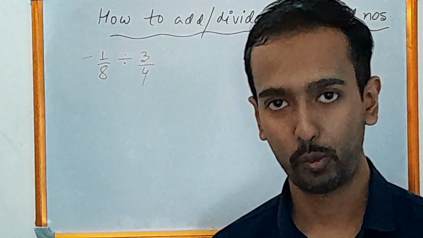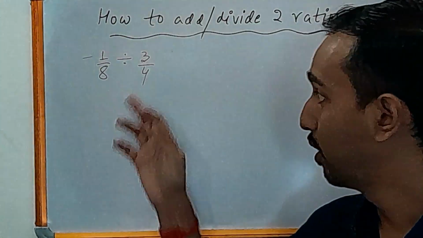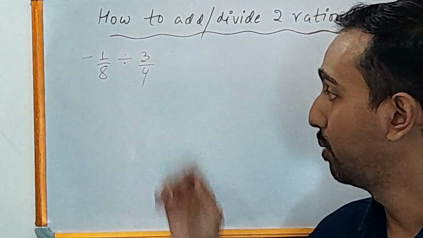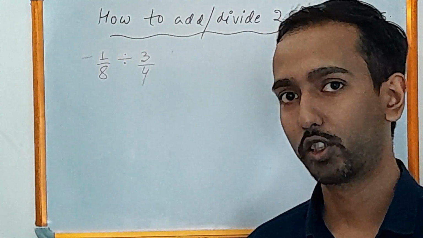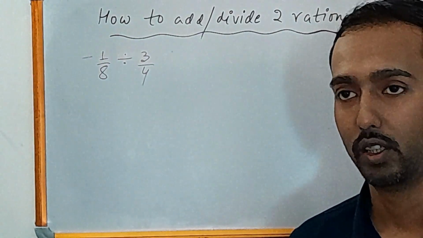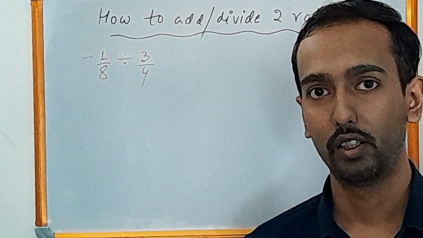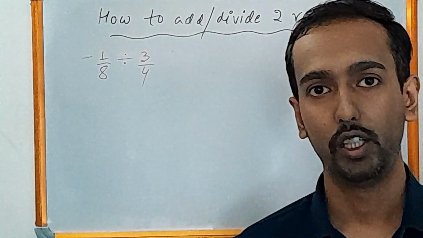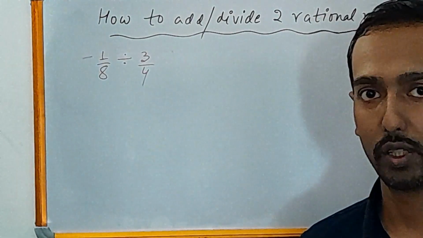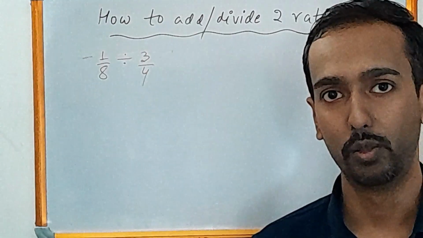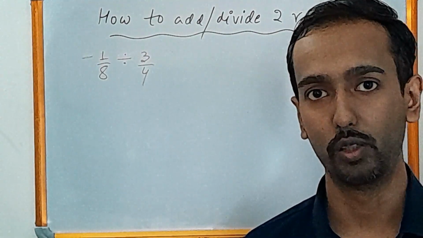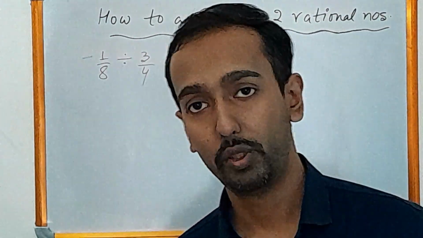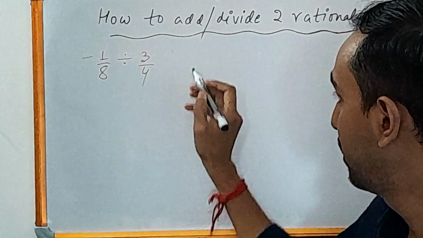So students, now we move to the division part. Here I have taken two rational numbers, -1/8 and 3/4. If we want to divide these two rational numbers, we have to use a concept. The concept is that we are not going to perform this operation directly. It will be done by multiplying one rational number by the reciprocal of the other non-zero rational number. So it means that this is -1/8.